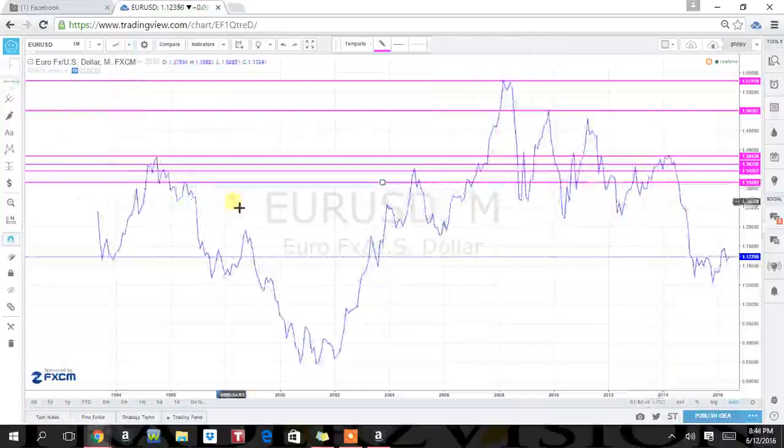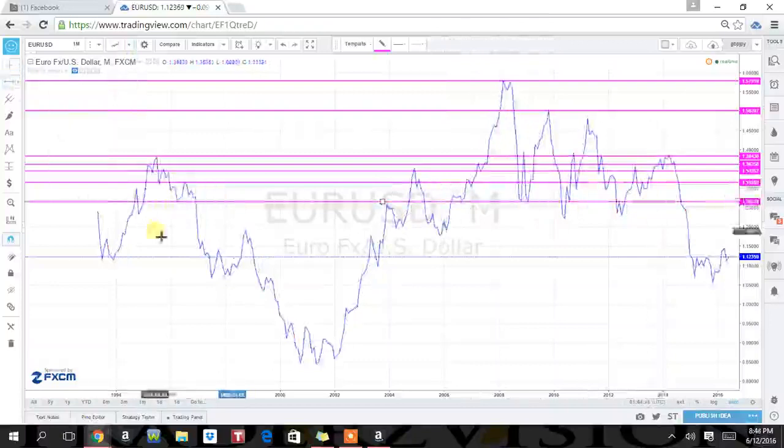This is a really good zone as well. See right here, failed. Came up here, failed. Tried to break through it, failed. Pushed up, failed. See, that's 1, 2, 3, 4, 5, 6, 7. 7 times. So that one's really strong.